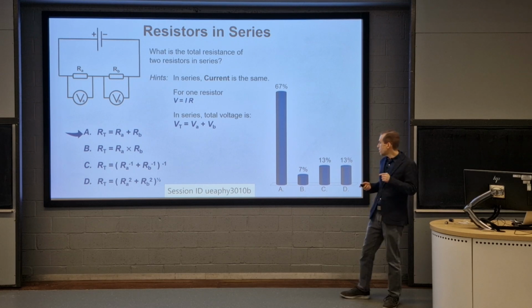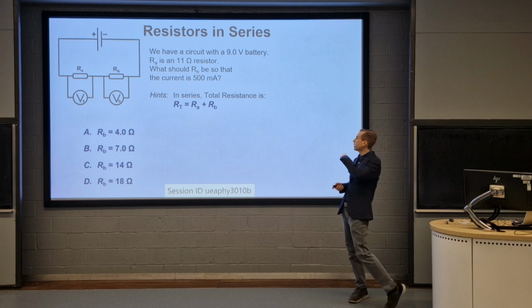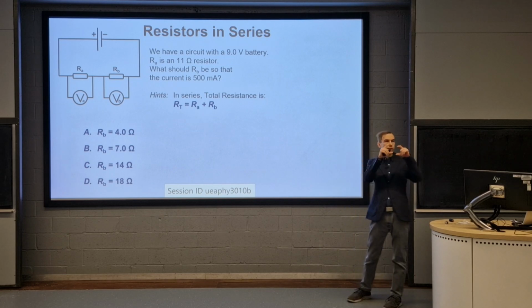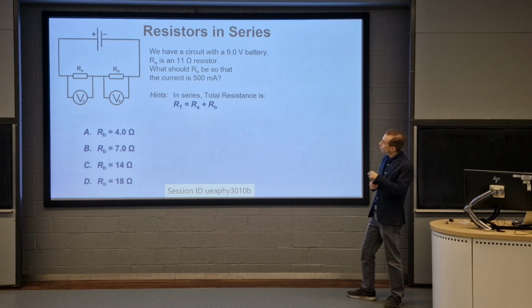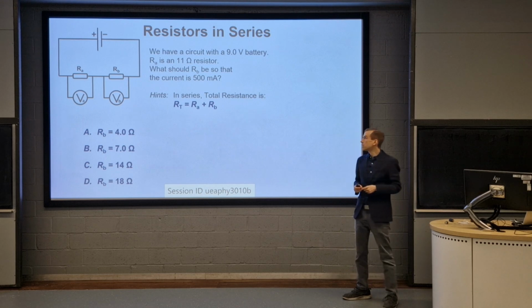So maybe let's try a numerical example, see a bit more how this works in practice. Maybe we're making a circuit. We've got a 9-volt battery. You guys know the 9-volt, the squarey, rectangular batteries. We've got a 9-volt battery, and resistor A is 11 ohms.